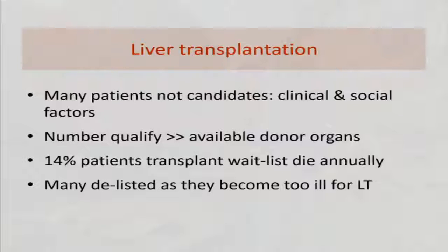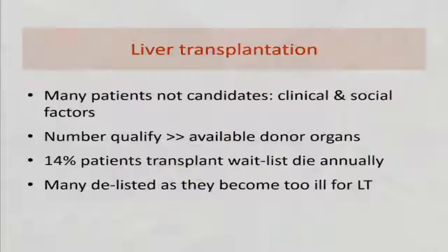And even the number who qualify for transplants are far in excess of the available donor organs. The situation is so bad that nearly 15% of patients on a transplant waiting list die each year, and many more are delisted because they become too ill for liver transplant. Most of these cases, therefore, have to be managed medically.